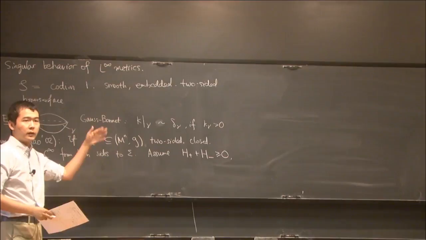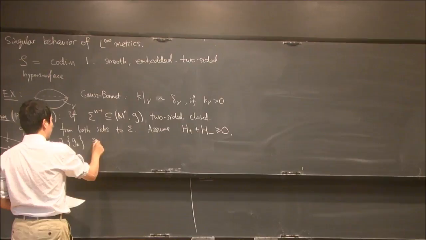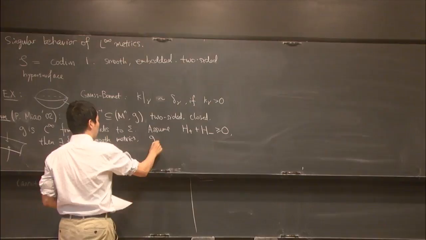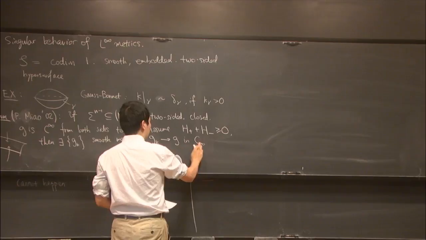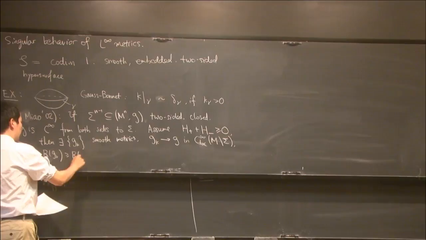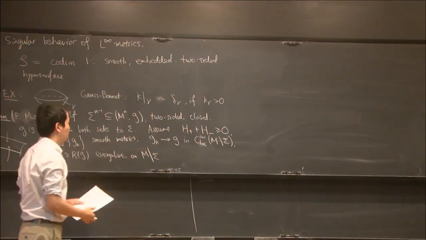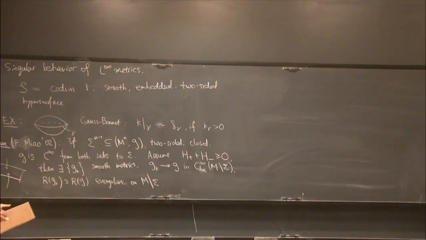Then there exists a family of smooth metrics g_k such that g_k converge in C infinity locally to g away from the singular set, and R of g_k is bigger than or equal to R of g everywhere on M minus Sigma. So in a way, a metric g having such a codimension one singularity means that the scalar curvature along Sigma is positive. You know, it will tend to increase, right? And that's a corollary.